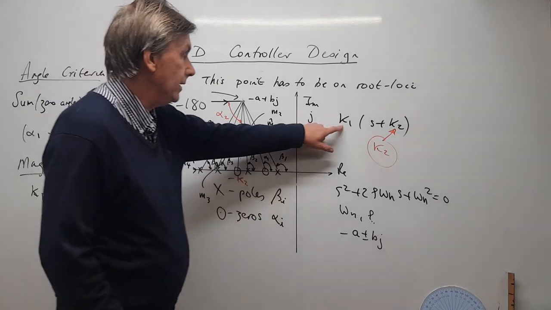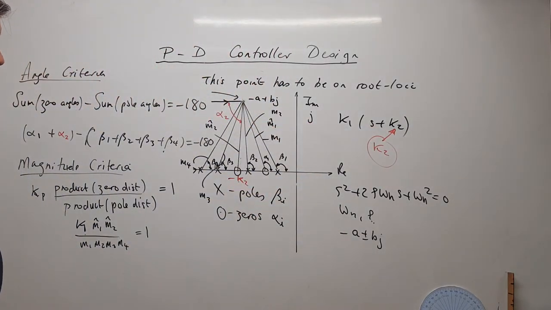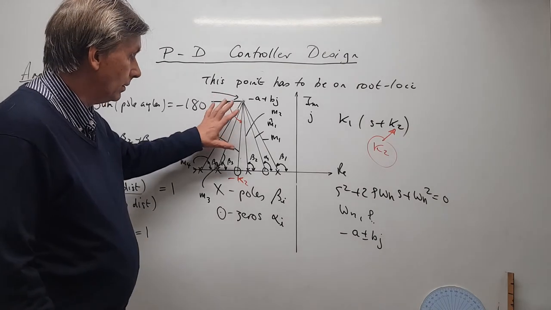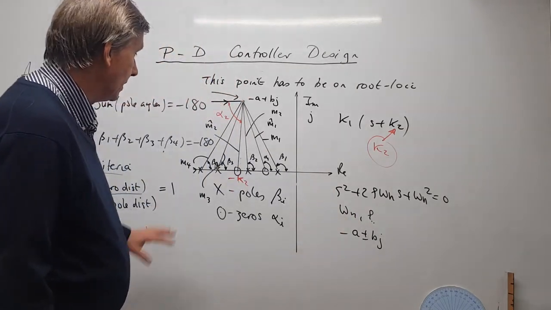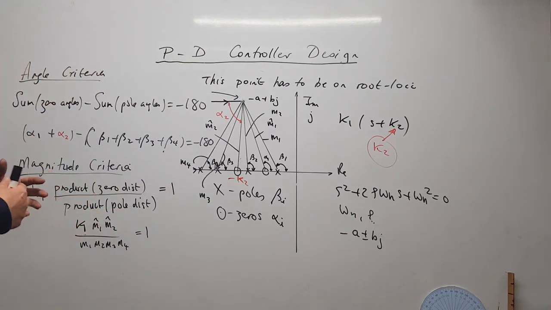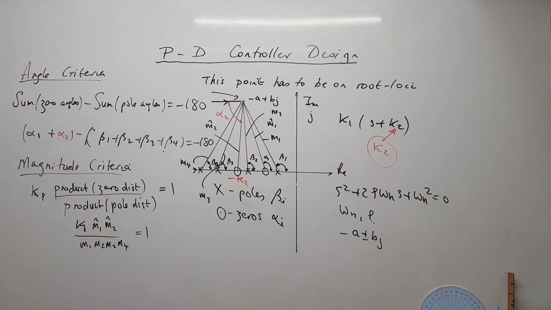And then you'd have your K1 and your K2 in your overall design, which would then guarantee that your dominant complex roots had these natural frequency and damping ratios, which will again give you the type of transient response you're expecting to get from the overall control system. So that's the basic thinking behind using the angle and magnitude criteria to actually do the design for us.